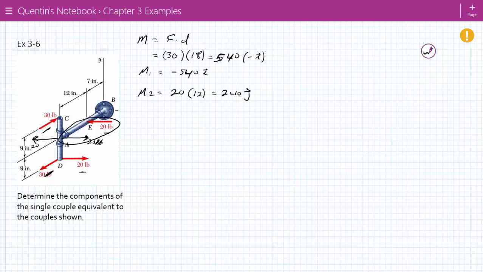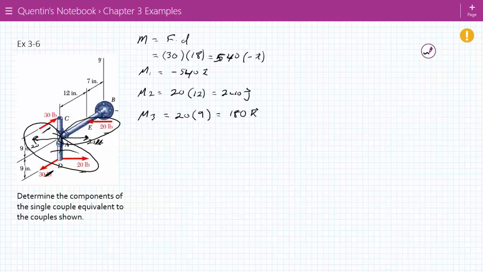And now you'll notice this one, well, see if I can draw the erases. These two become a nice couple, right? So we have M3 is equal to 20 times 9, which is 180. And what direction is that? That's in the positive z direction, or in the k direction.